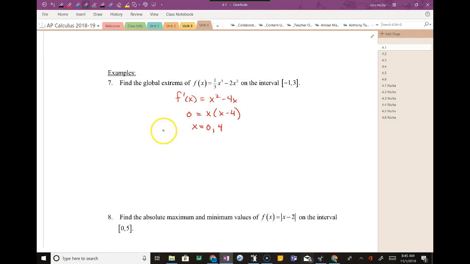Plug them in. So I'm going to plug in 3 different spots. I have to plug in my 2 endpoints because it's possible that the endpoints are higher than my critical values. If I plug -1 into my function, I would have -1/3 minus 2. 2 is the same as 6/3. So that gives me -7/3. That's pretty low.